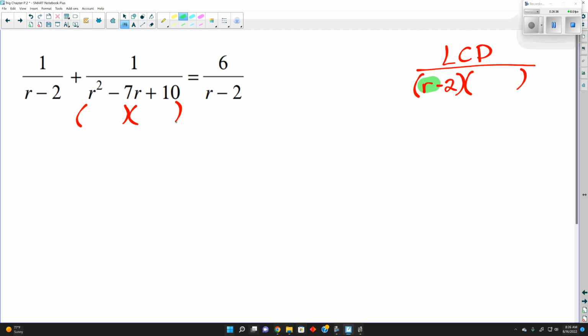Now, we need to factor this here, r squared minus 7r plus 10. We need to factor it down. What would be a nice factor that comes out of this? R minus 2. Because if one of these is r minus 2, that means I have one less thing I'm going to multiply everything by. So it would be nice if we did have an r minus 2, because that would make everything work a little bit nicer and have fewer terms to multiply by.